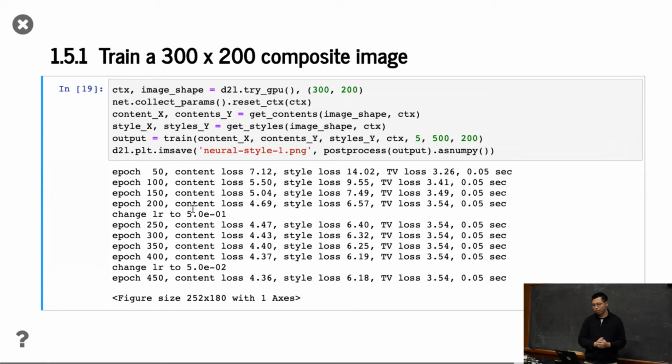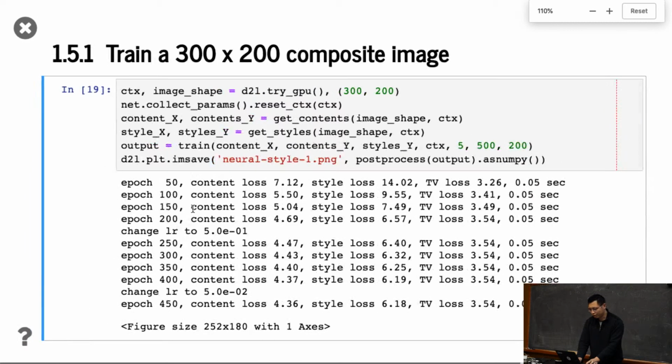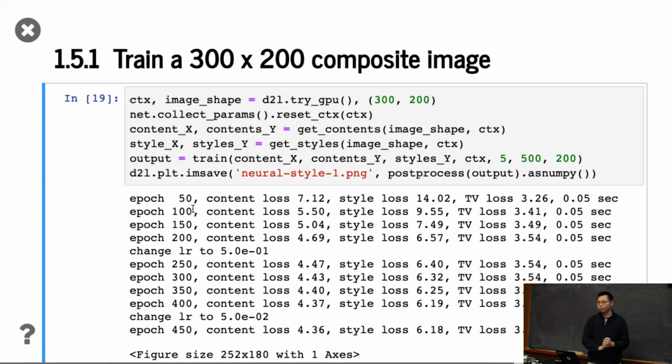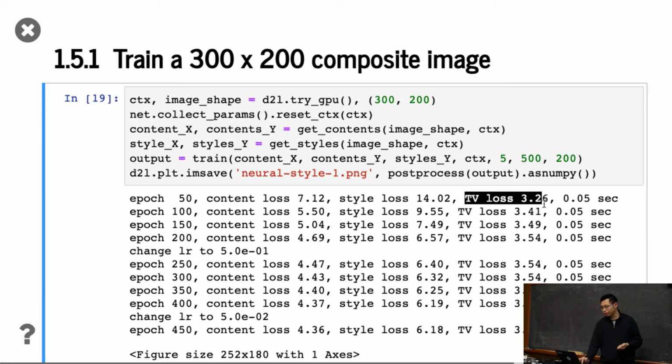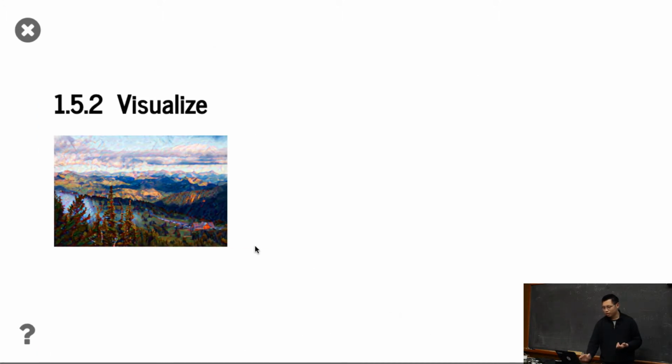And then I quickly show the image here. One trick here: you first train a small image, like 300 by 200. You can see that there's a content loss, style loss, and the noise loss. Each decreases by a little bit. Finally, this is the learned image, 300 by 200.